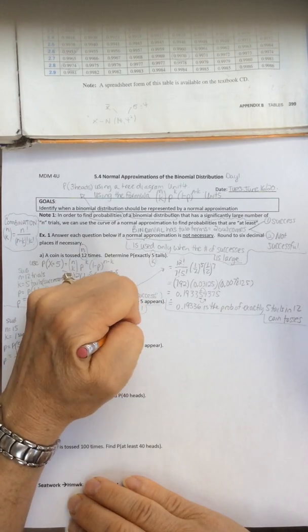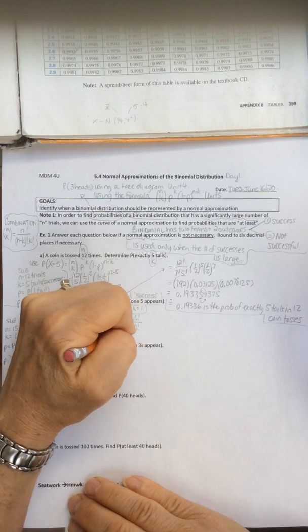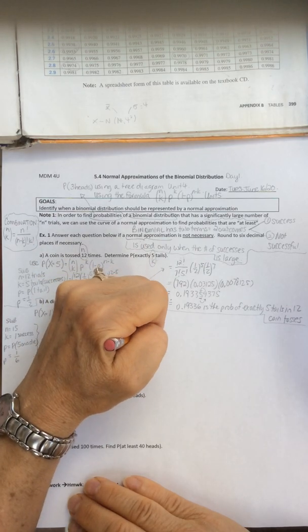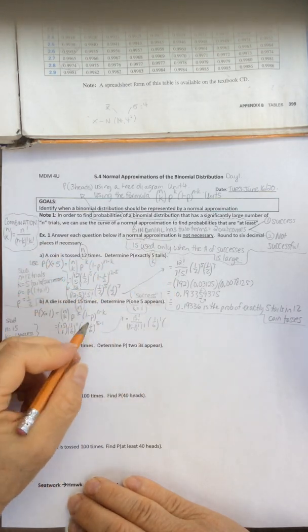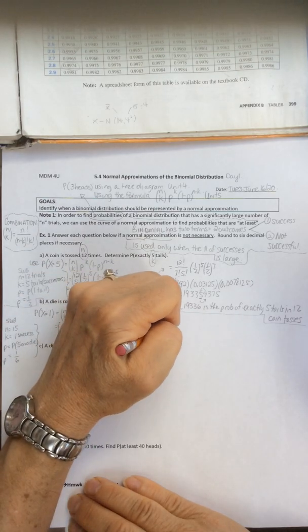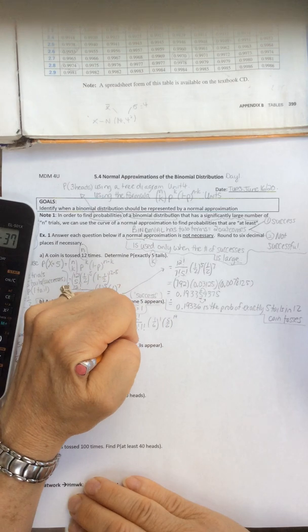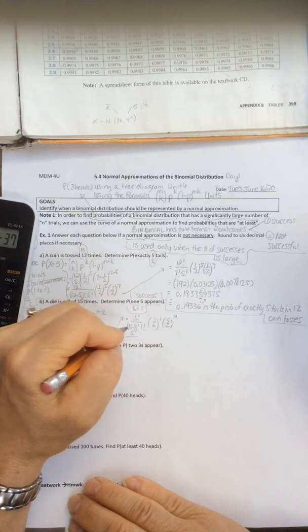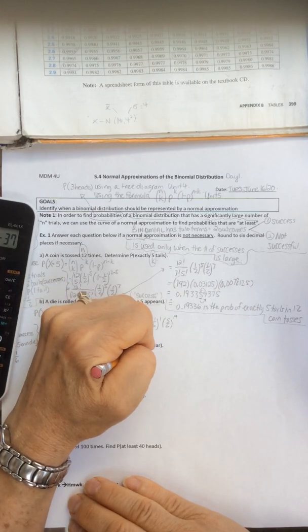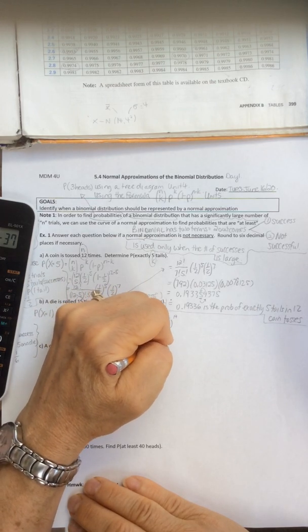So it's equal to 15 factorial over 15 minus 1 factorial times 1 factorial times 1 over 6 to the power of 1, and then 1 minus 1 over 6 is 5 over 6 to the power of 15 minus 1, which is 14. Okay, so 15 factorial over 15 minus 1 factorial is 14 factorial times 1 factorial times 1 over 6 to the power of 1 and 5 over 6 to the power of 14.